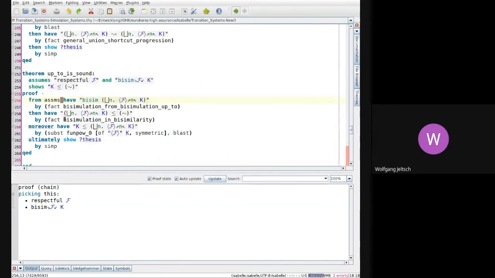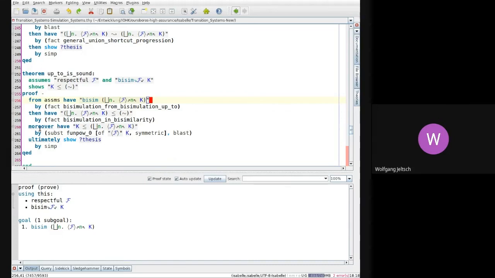Fact is also a proof method which just takes facts and applies them. So basically the idea is that what we want to prove here follows from this, which is exactly what this already proved fact means. Good, so now we have this union being a bisimulation relation. And then we can say this union is in bisimilarity, because of this key statement that any bisimulation relation is in bisimilarity. So we also prove it by just referring to the respective fact.